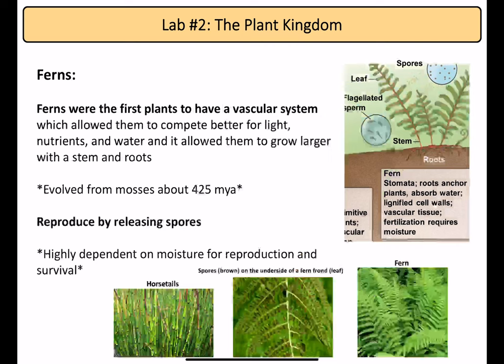A little bit more advanced, more successful. These are the ferns. This is really the first group to have a vascular system. So they have veins, they have xylem and phloem. And because of that, they can grow a bit bigger. They can have a stem, they can have leaves, they can have roots. And they can outcompete other organisms like mosses, for instance, because they can better reach sunlight and nutrients in the ground.